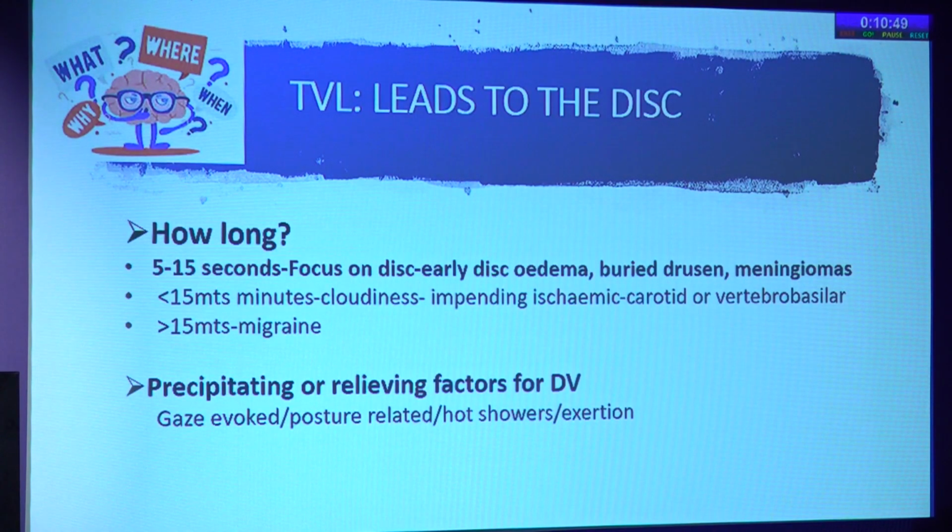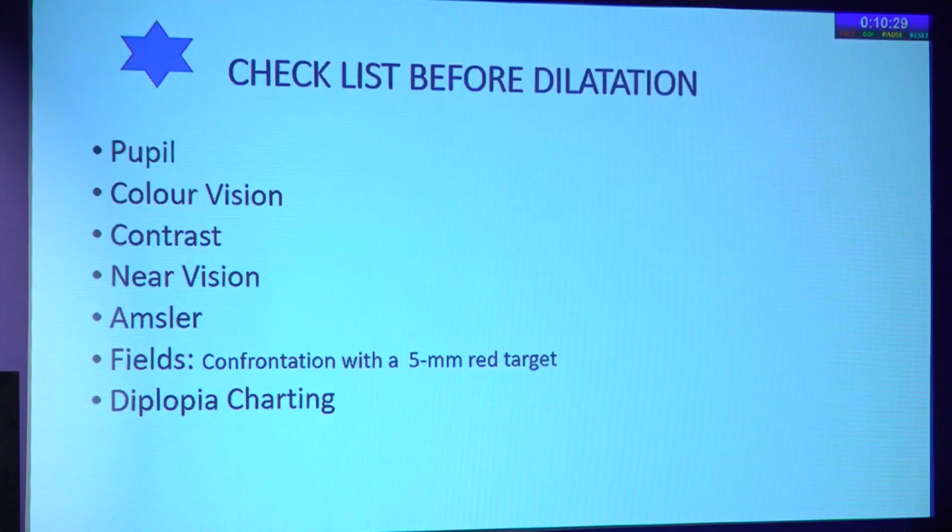And if a patient talks to you about transient visual loss, then the two important things that you can ask to localize the pathology to the optic disc may be a short duration of the attack, that means less than 15 seconds or so, then the pathology could be in the disc, and also the precipitating or relieving factors that we are all familiar about in optic neuritis. But you need to ask that, otherwise the patient will not tell you.